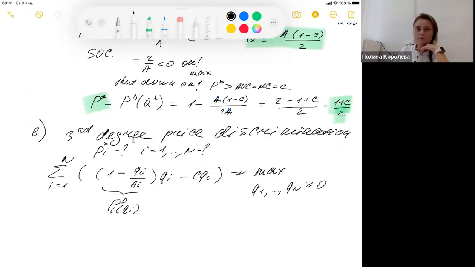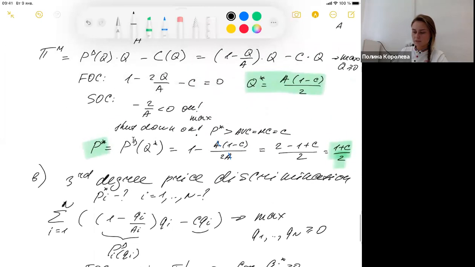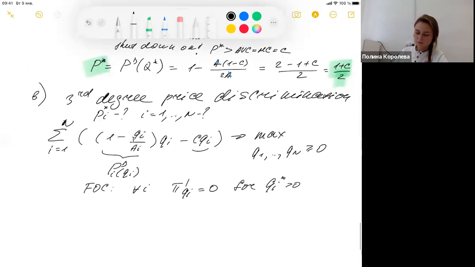So we have n variables. Yes, but we see that the profits are independent of each other, because we have such costs. So first, the condition is easy. It will be the same for each consumer. The derivative should be equal to 0 for an interior solution, for QI greater than 0. And it is the same. It is the same.